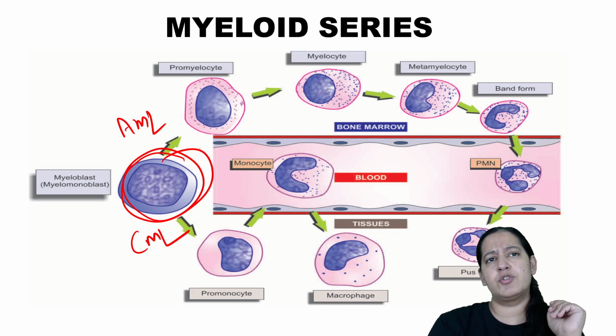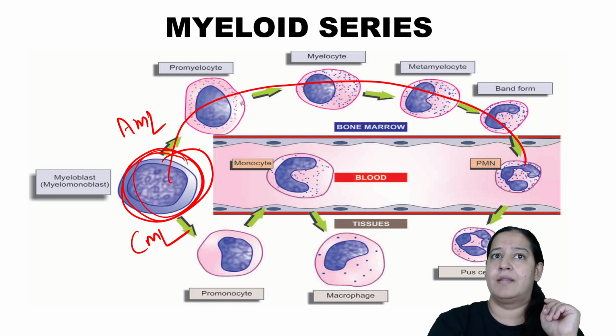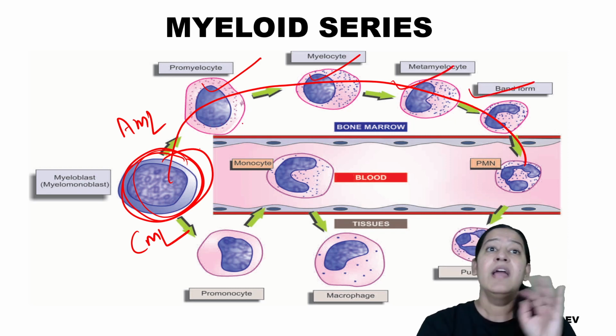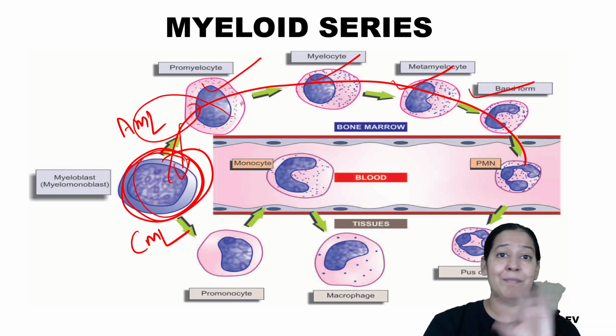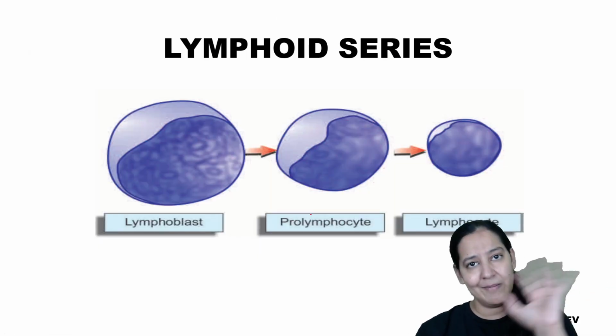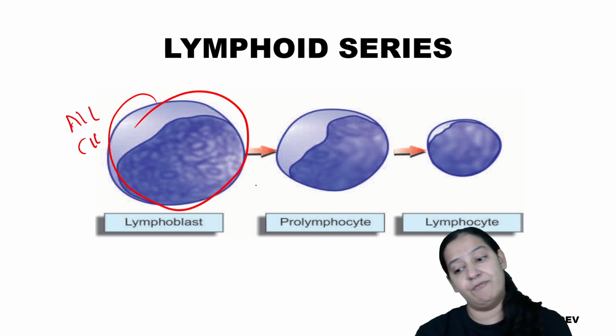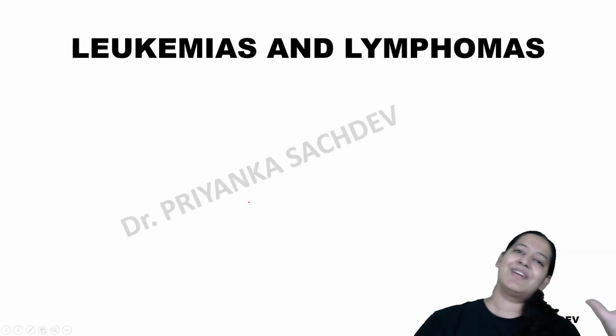What is the difference between the two now? In CML, along with this blast, the other precursors also come in the blood. That is promyelocyte, myelocyte, metamyelocyte, band form, everything will come in the blood. In AML, only blast will come. Other precursors will not come. But blast is coming in both. So you have to mind it. And in lymphoid leukemias, that is ALL and CLL, lymphoblast will come in blood. Lymphoblast, not myeloblast.